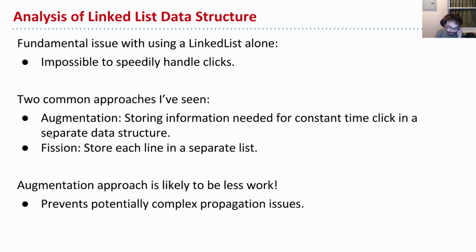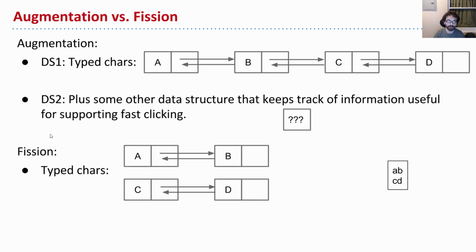But basically, we'll see why the fission approach, if you have to split the lines into separate lists, might be a little slower. Okay, so let's compare those two approaches graphically. In the augmentation approach, you have all of the characters in the entire file in one big old list.